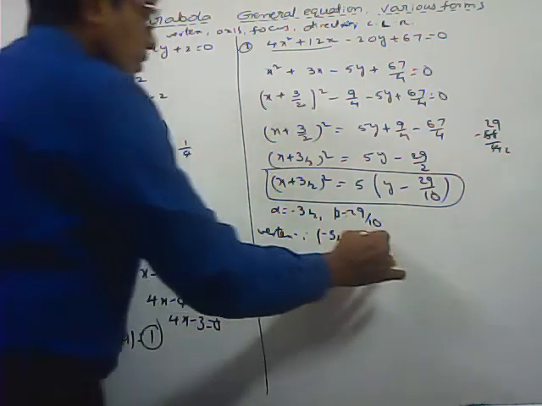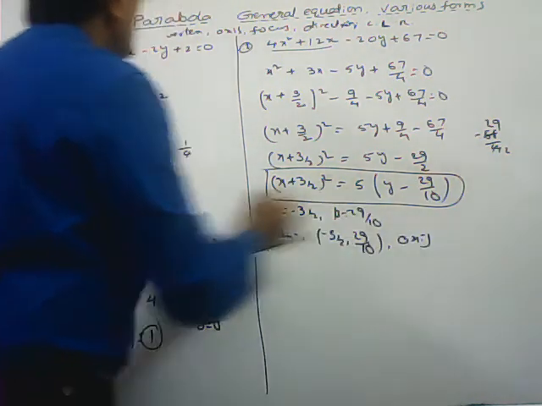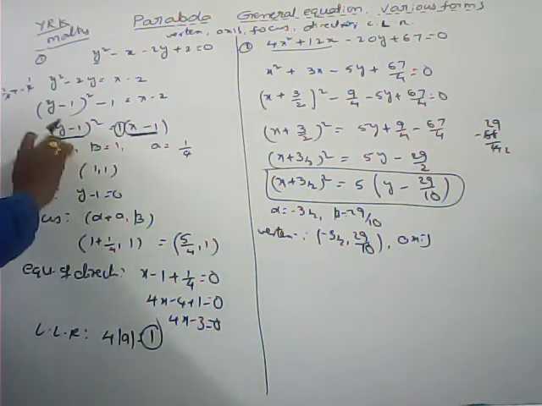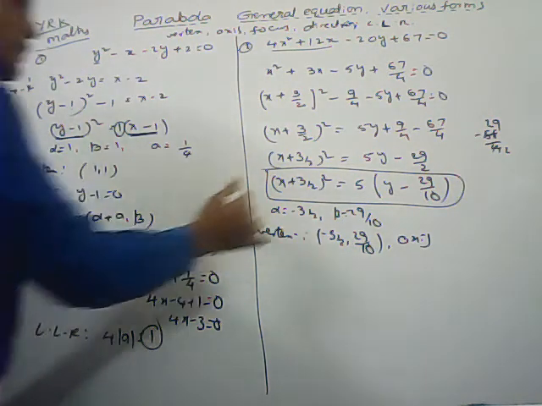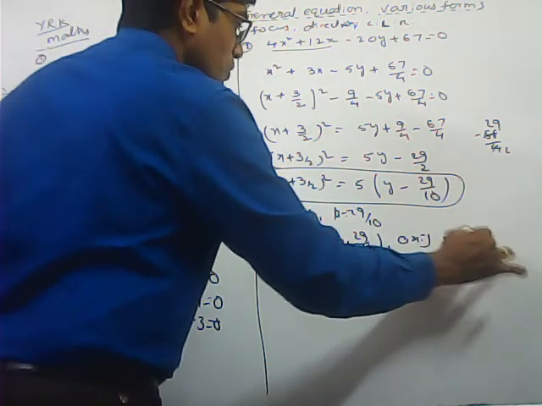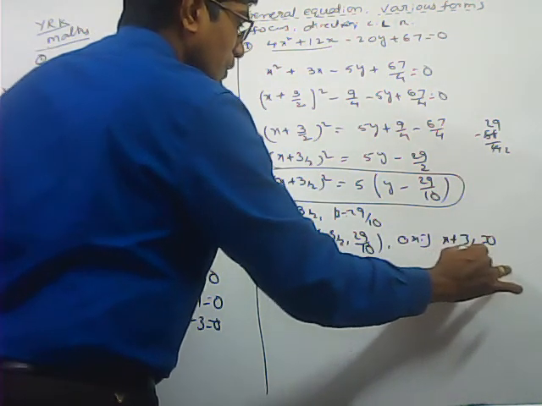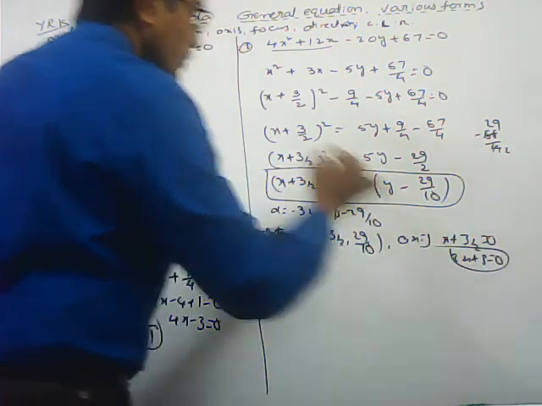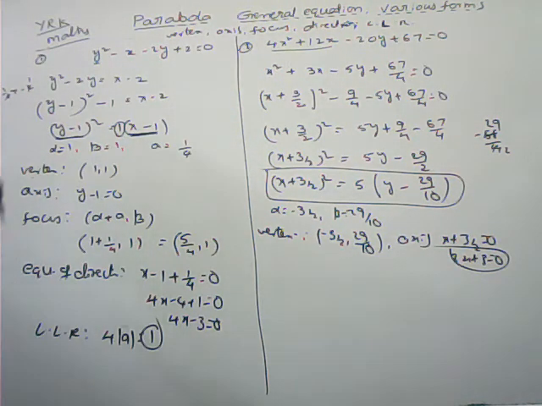Axis. What about the axis? Here x + 3/2 is equal to 0, or 2x + 3 equals 0. This is the equation of the axis. Next, focus.